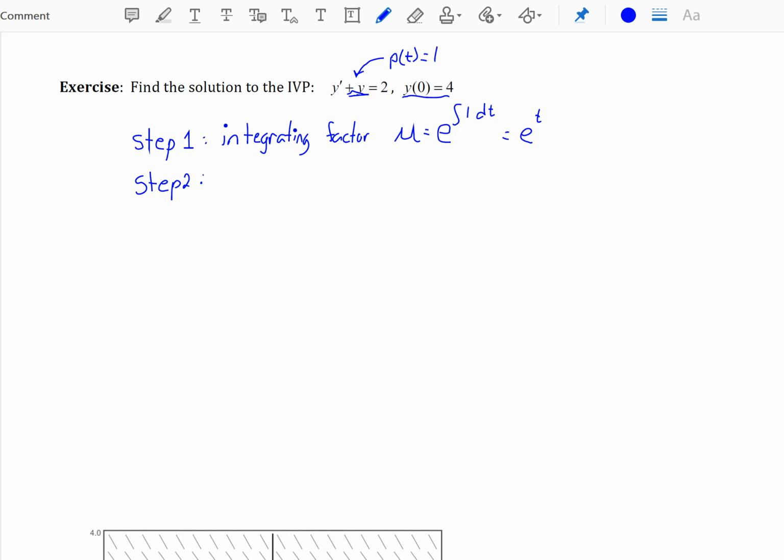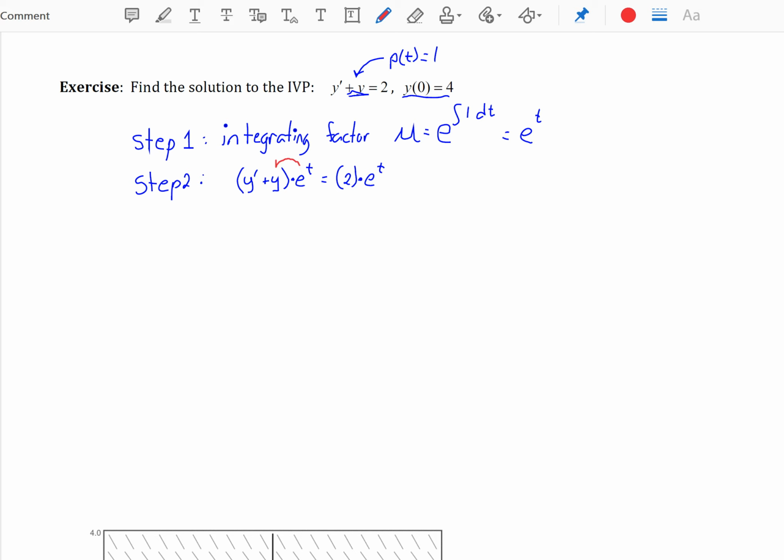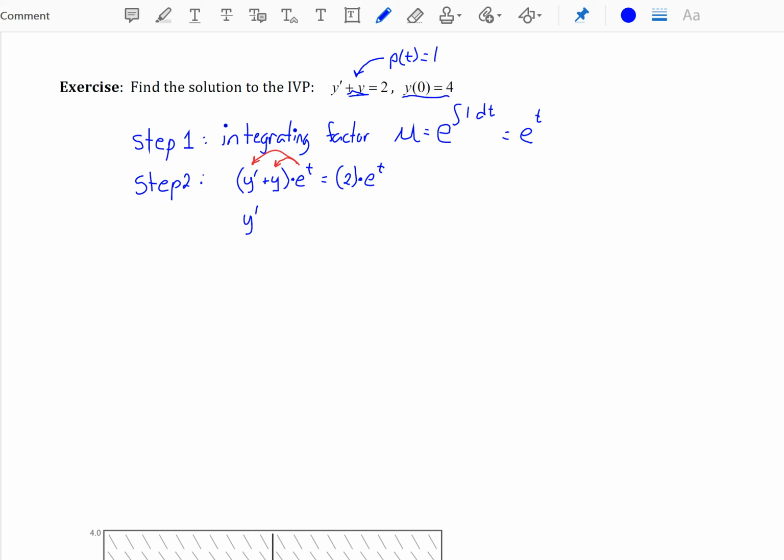Step 2, let's multiply everything by the integrating factor. So it's going to be y prime plus y times our integrating factor equals 2 times our integrating factor. Of course, we'll distribute the integrating factor into the parentheses and write this as y prime e to the t plus y e to the t equals 2e to the t.